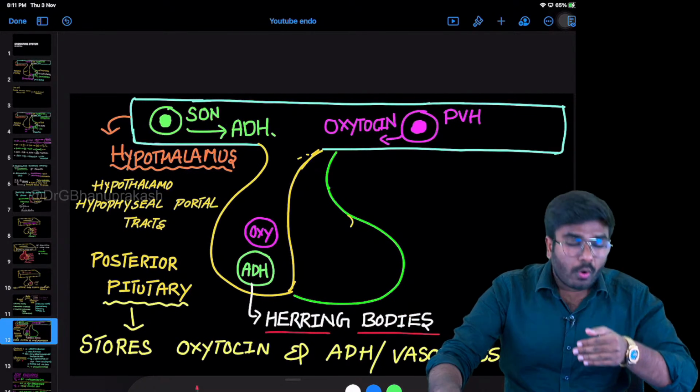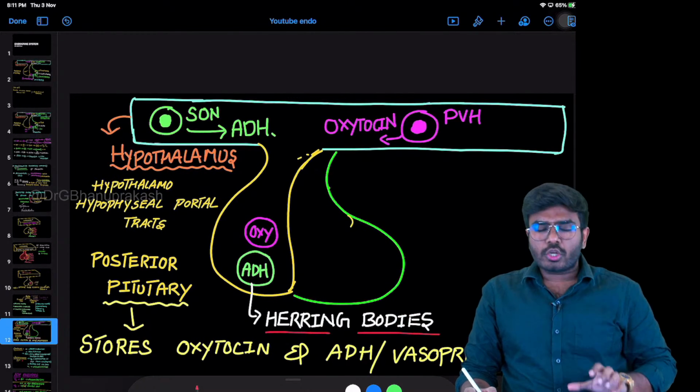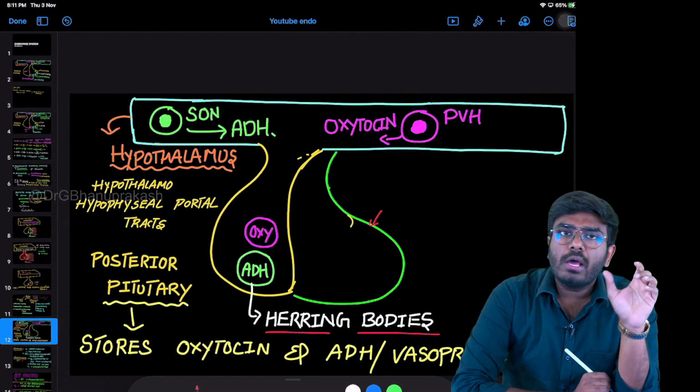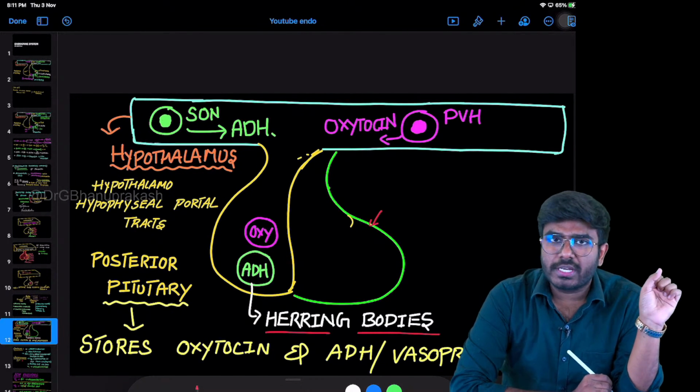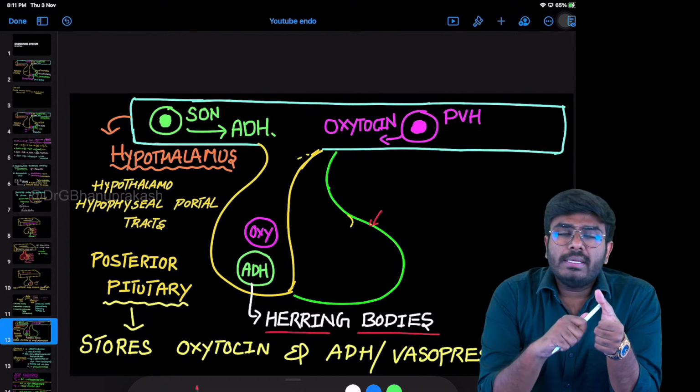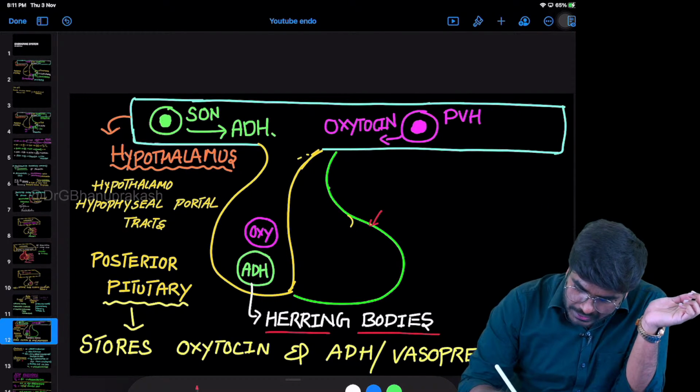Okay, guys. Now, after discussing this, let's also talk about the posterior pituitary. So far, what we are discussing is about the anterior pituitary. Now, let's talk about the posterior pituitary. So, we all know posterior pituitary is releasing which hormones? Posterior pituitary is releasing oxytocin as well as antidiuretic hormone.